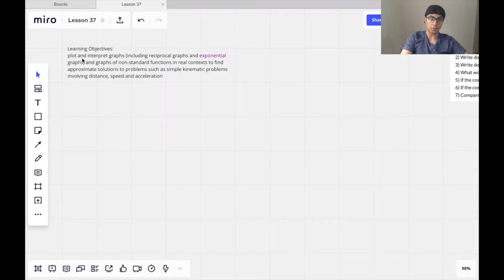Today's learning objective is to plot and interpret graphs, including reciprocal graphs and exponential graphs. And exponential graphs is for higher tier only. And graphs of non-standard functions in real-life context to find approximate solutions to problems such as kinematic problems involving distance, speed, and acceleration. A bit of a wordy learning objective, but as usual, we'll get into it.